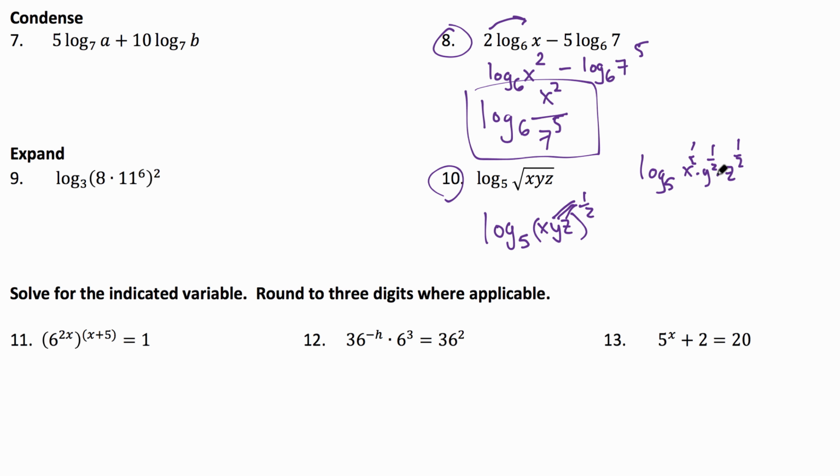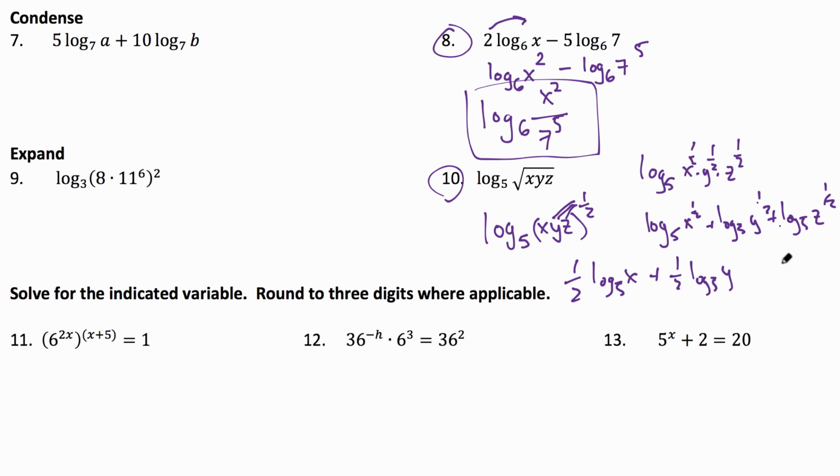And now, because we're multiplying all of these, how can I rewrite that? Well, there's multiplication, we can write it as the addition of logs. So this is all going to equal log base 5 of x to the half plus log base 5 of y to the half plus log base 5 of z to the half. Now all of these 1/2s can come down front. Final answer: 1/2 log base 5 of x plus 1/2 log base 5 of y plus 1/2 log base 5 of z. Woo, that was fun for everybody.